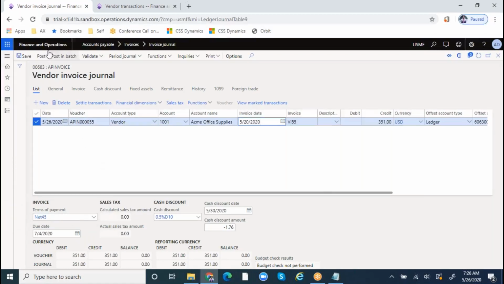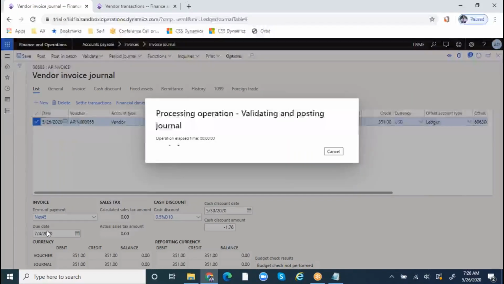Fine. Now you can post. If you want, you can post it here. You can see here also. Once the transaction is posted, you can also see it.